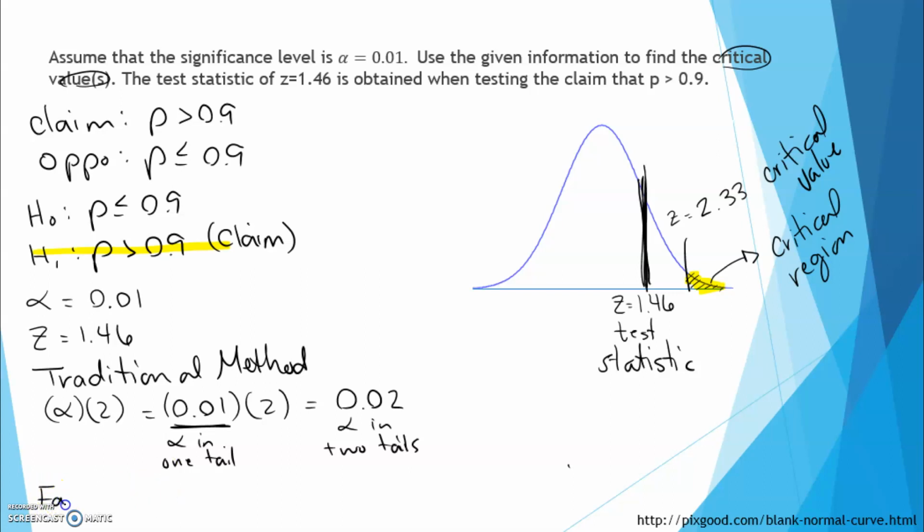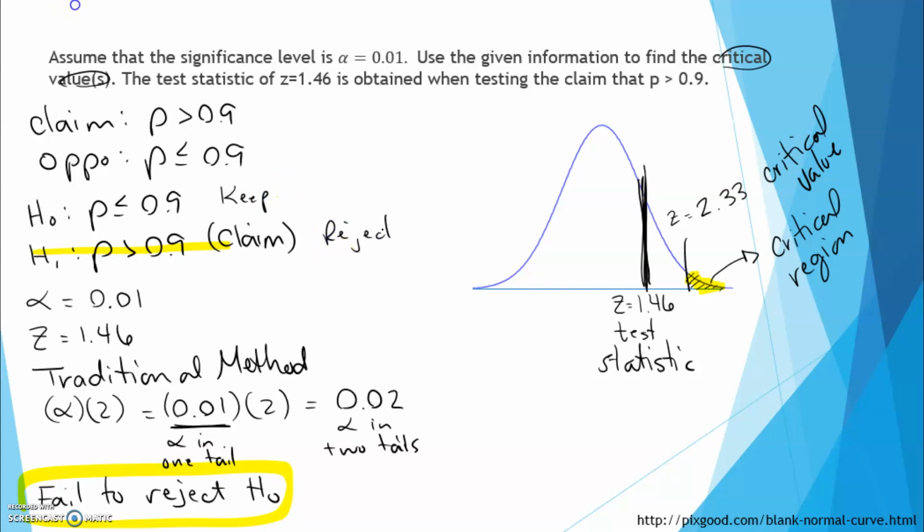So we will fail to reject H sub 0. Part 8 is we're going to put everything back into English. So we just found out we're going to fail to reject H sub 0, which basically means we're going to keep it. Which means up here, we are keeping H sub 0, but we are rejecting H sub 1, which H sub 1 was the claim, so we're really rejecting the claim.